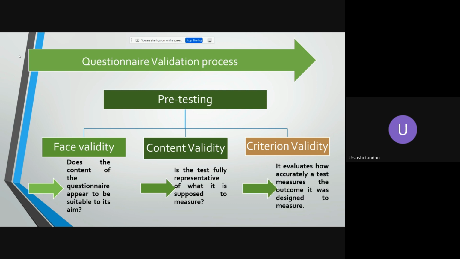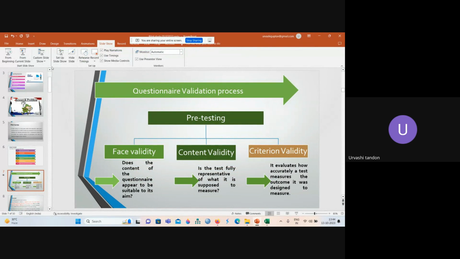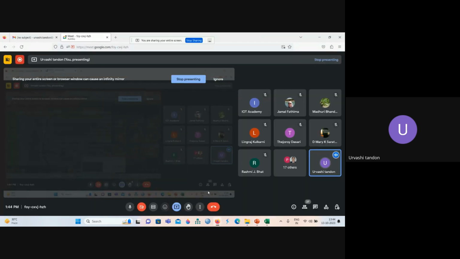And next is the criterion validity. It means how accurately a test measures the outcome it was designed to measure, right? Suppose you have taken a standardized questionnaire that has already been validated in your area of research, and let's say you add a few questions, one, two, three, four questions, right? But whether those four questions are meeting the criteria or not, this is known as your criterion validity. We generally add questions related to our field of research. So whether the questions which you have added are meeting the criteria or not, that is your criterion validity.